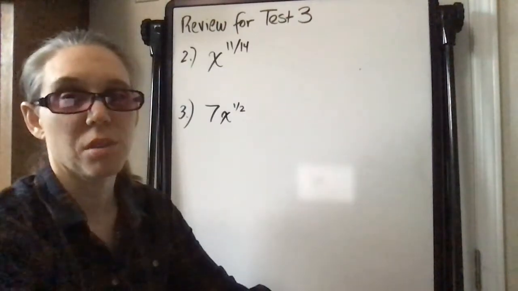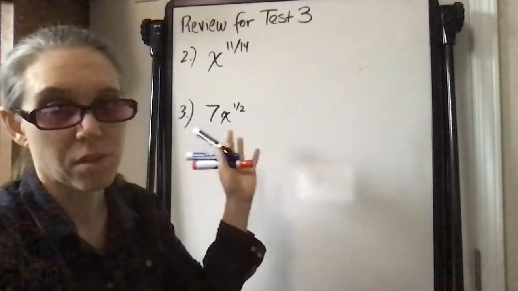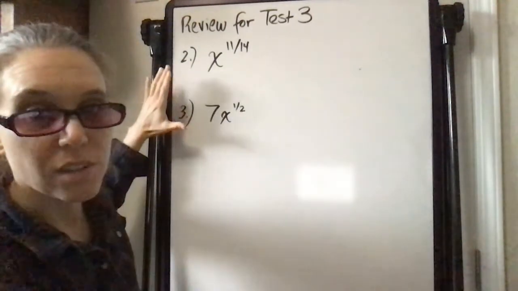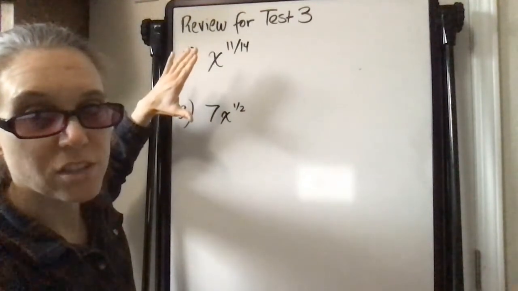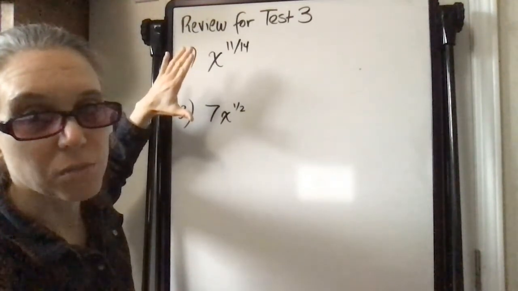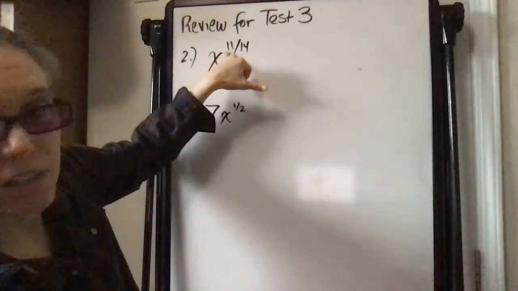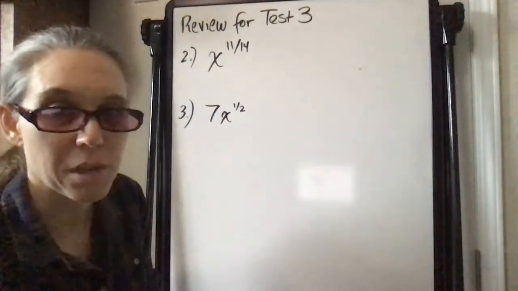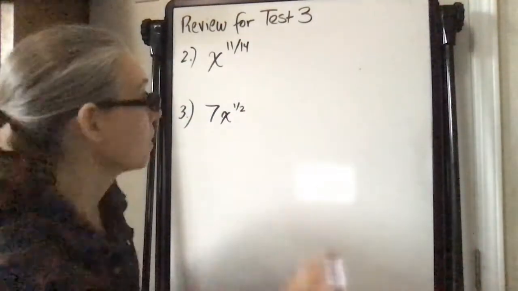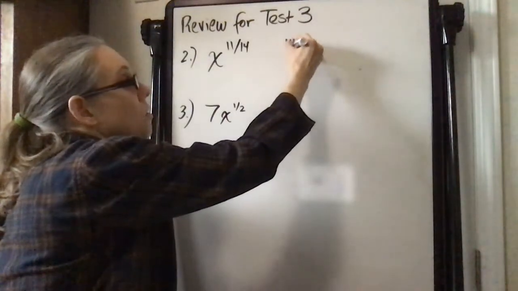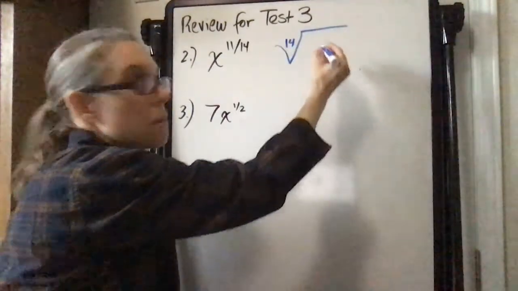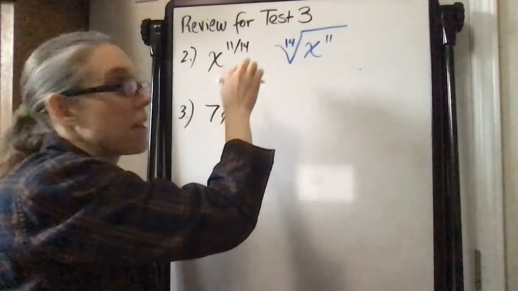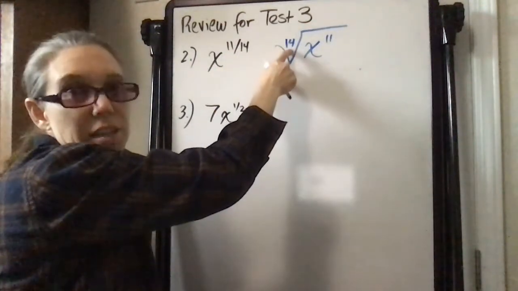For questions 2 and 3, these are also multiple choice. I'm just going to write them as if they were short answer. What you want to do is take these current forms, which are in rational exponent form, and rewrite them in radical form. When you have the 11 in the numerator and the 14 in the denominator, the denominator is actually the index of the radical. So this one becomes the 14th root of x to the 11. This is a really easy question. Just memorize that the denominator determines the index, okay?